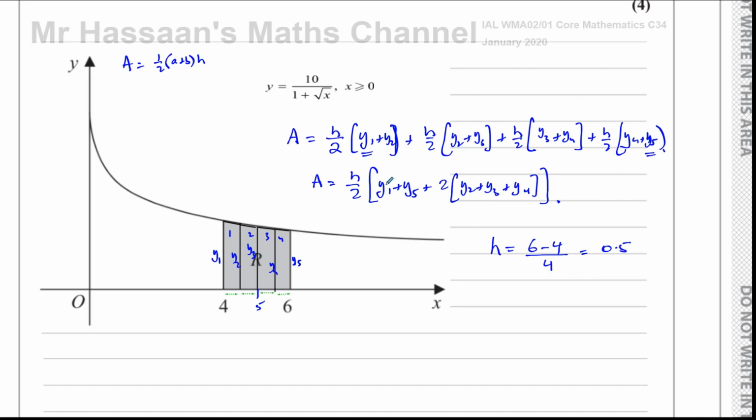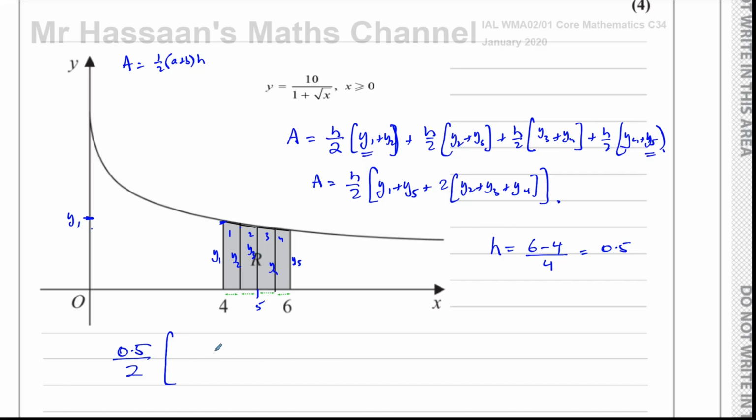And this is the formula. It's written in this form in the formula sheet. And this is what it is basically doing. So you have to find the distance between the parallel sides, which is basically how wide each of the strips are, which in this case is 0.5, divided by 2 times the sum of the parallel sides, which is going to be basically the y value when x equals 4. That will be this height here. That's y1. And here will be the y value when x equals 4.5. And the y value when x equals 5, and so on.